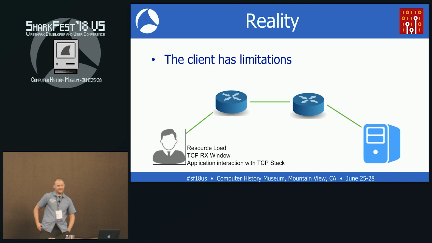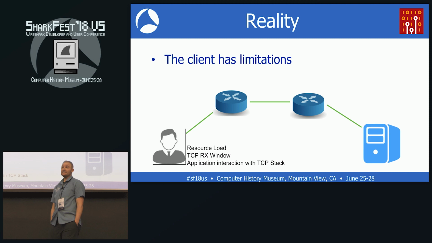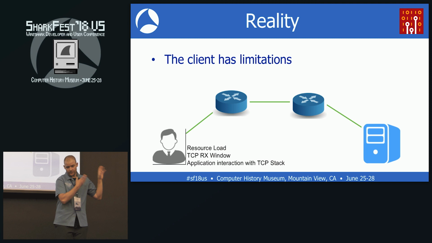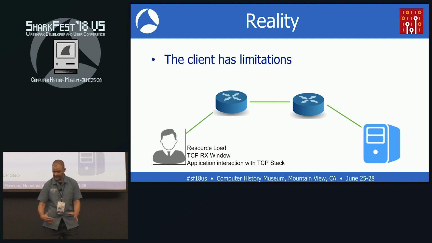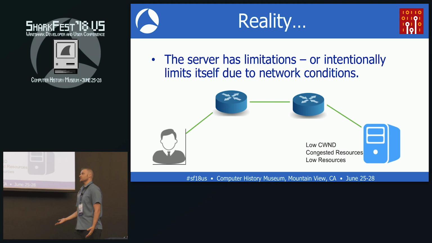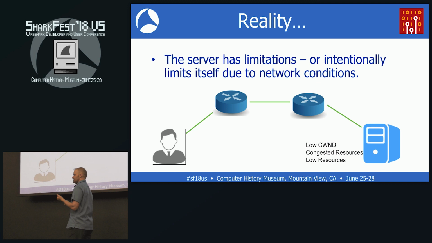Another reality is the client has limitations, okay? I might be able to tell that server, I can only receive, I'm just making up a number, 8K at a time, that's all I can take. Why? I've got a bunch of other resources going on, other things happening. Maybe I have this receive bucket and the application isn't scooping it out fast enough, right? So my receive bucket to receive all that water can be a limitation. That's set by the TCP stack. Another reality, the server has limitations or might intentionally limit itself due to network conditions.